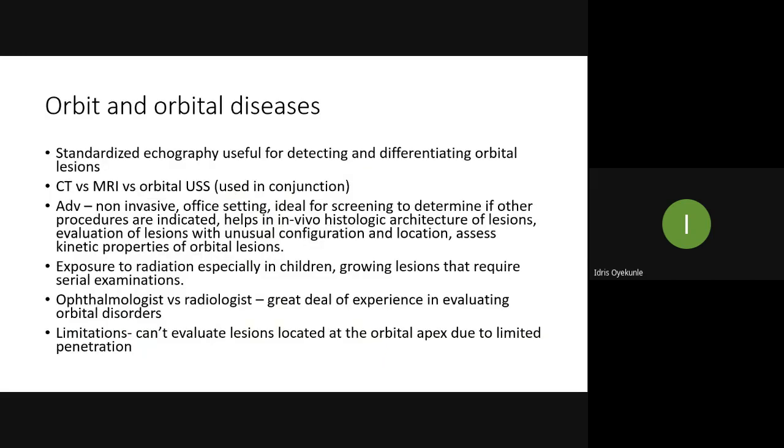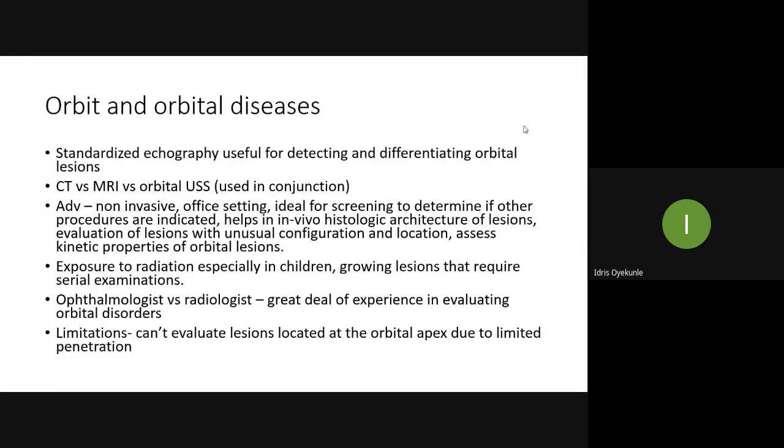Okay, so looking at orbits and orbital diseases, standardized echography is very useful in detecting and differentiating orbital lesions. It is comparable to CT and MRI. So when we look at the role of CT and MRI, they are being used mostly. Orbital ultrasound can be used in conjunction with this. The advantage of orbital ultrasound is the fact that it is non-invasive. You can do it in an office setting, and it is ideal for screening to determine if you need to send a patient for an MRI or a CT.